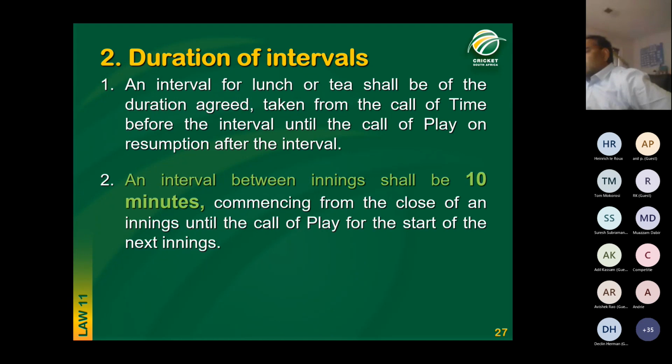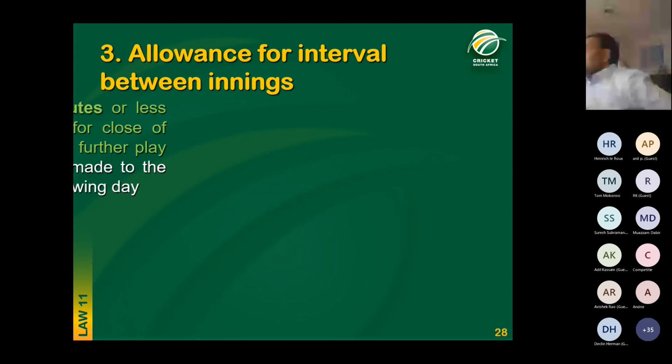How long is the interval between innings? The law gives us a specific time. The law tells us that an interval between innings shall be 10 minutes, commencing from the close of the innings until the call of play at the start of the next innings. So there shall always be a 10-minute interval between innings. There are occasions where you will not allow a 10-minute interval between innings. Let's look at one such example.